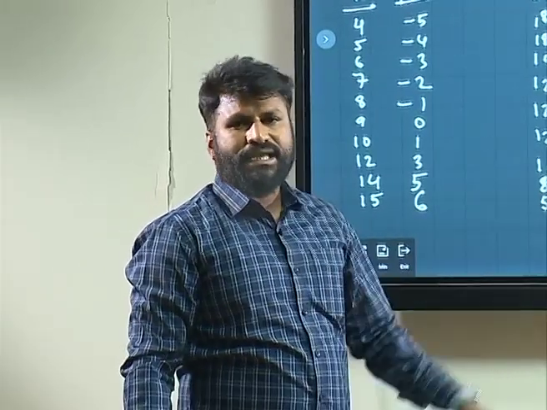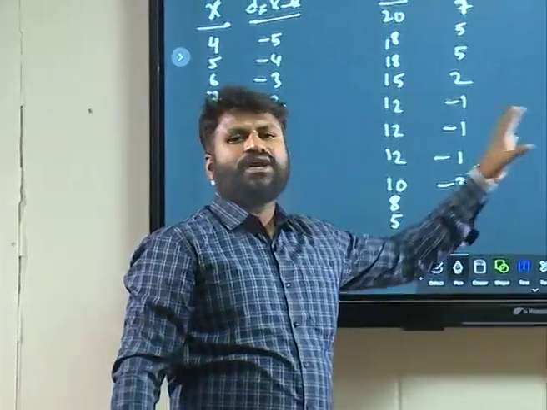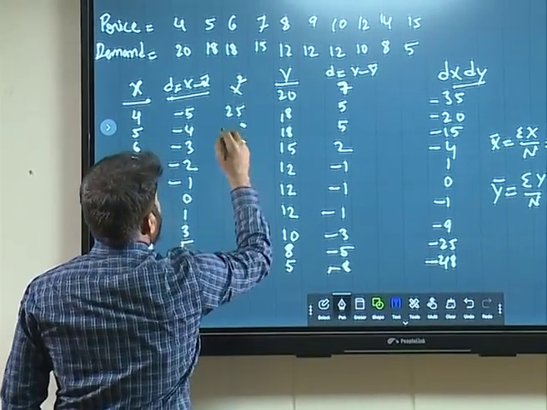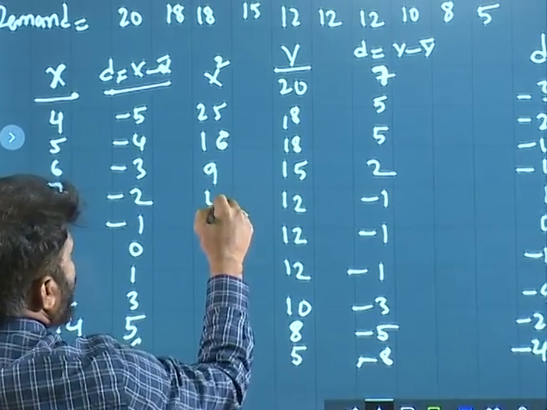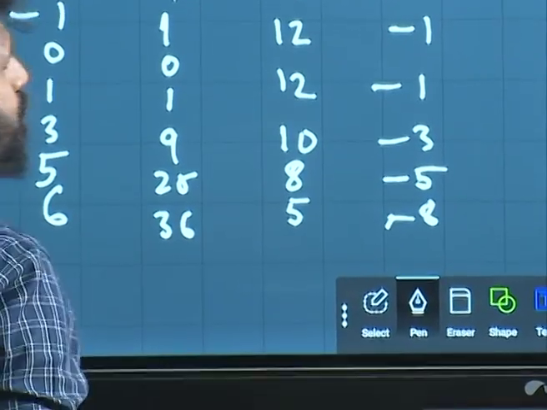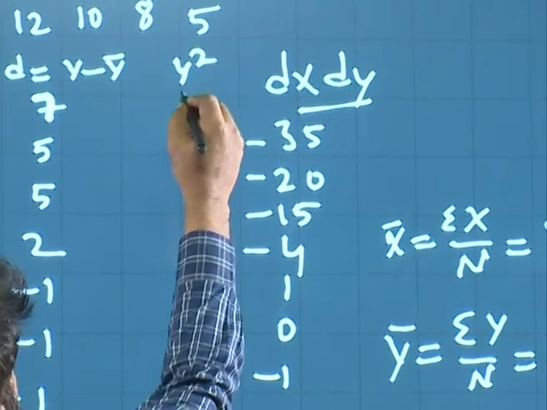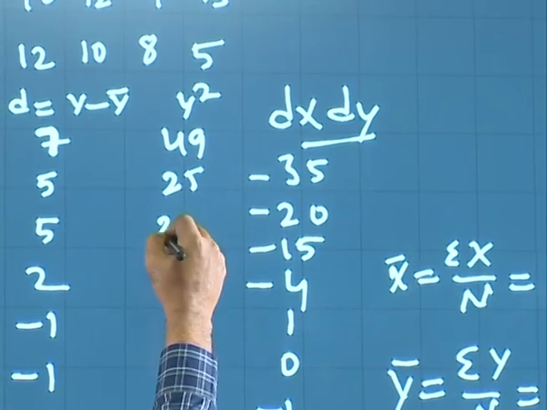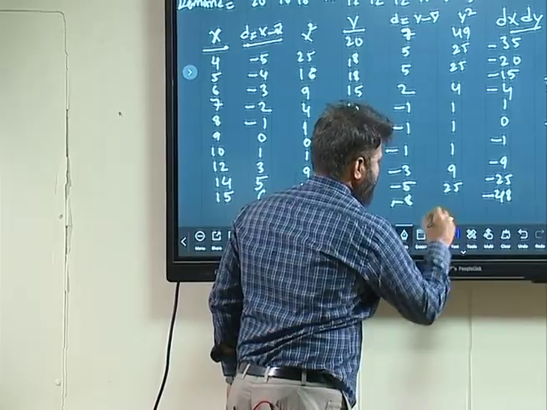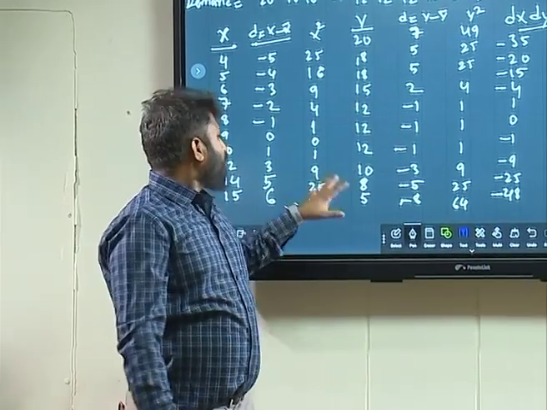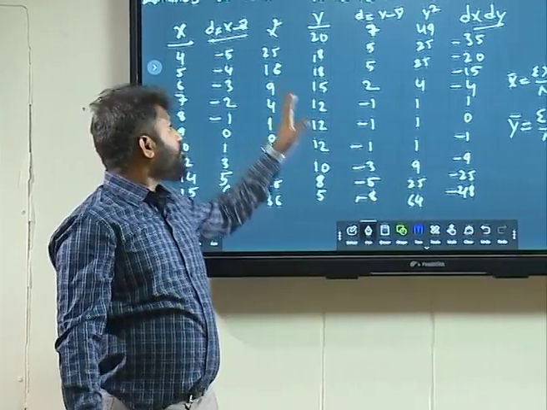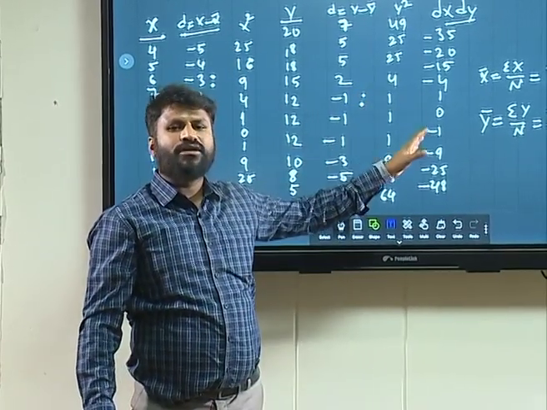After calculating that, dx square and dy square also we have to calculate. So that is 25, 16, 9, 4, 1, 0, 1, 9, 25, 36. After that y square: 49, 25, 25, 4, 1, 1, 1, 9, 25, 64. After calculating the x deviation and deviation squares, y deviation and y deviation squares, we multiply the x deviation with the y deviation. You will get the product value of x and y.